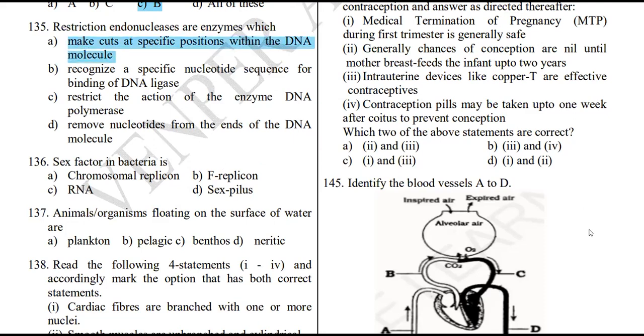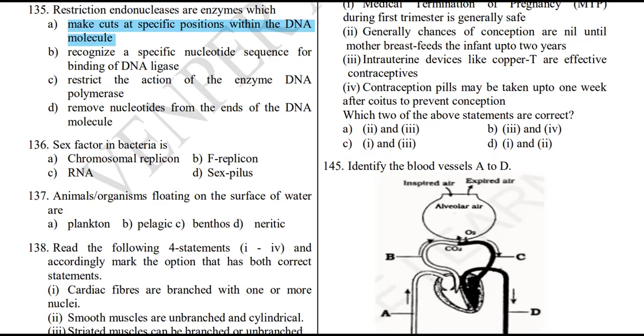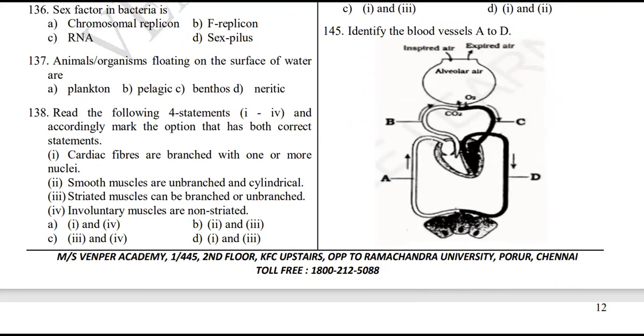Okay. The sex factor in bacteria is, when we were talking about conjugation, I hope everybody has studied this one. So in conjugation, what happens? There's going to be F plasmids, which is the F factor, which is responsible for determining the sex. So it's going to be F replicons. So the answer is going to be option B.